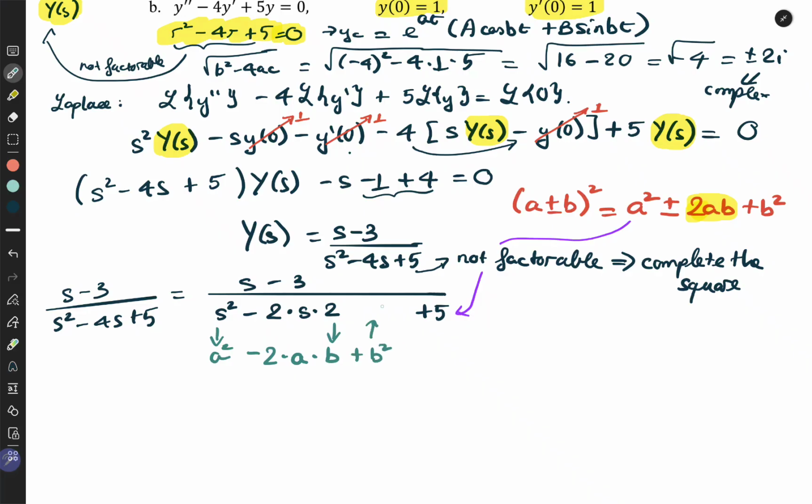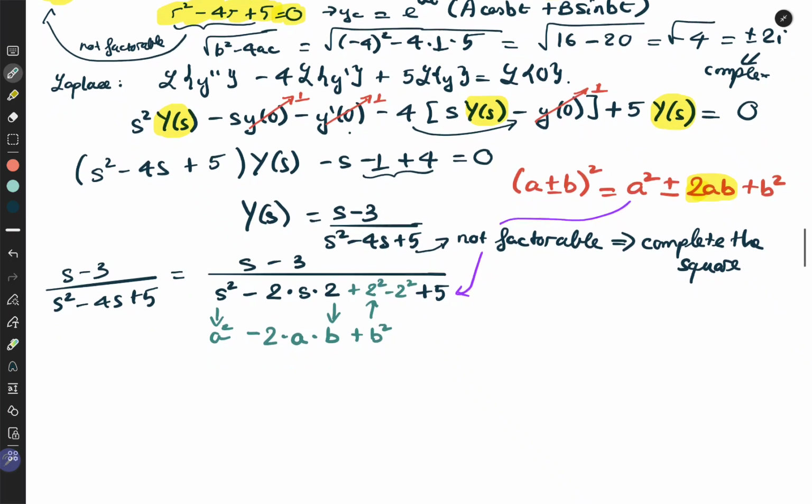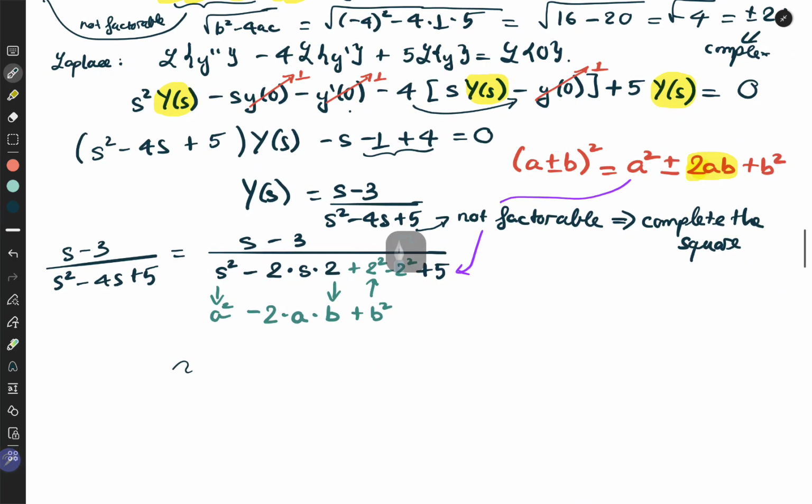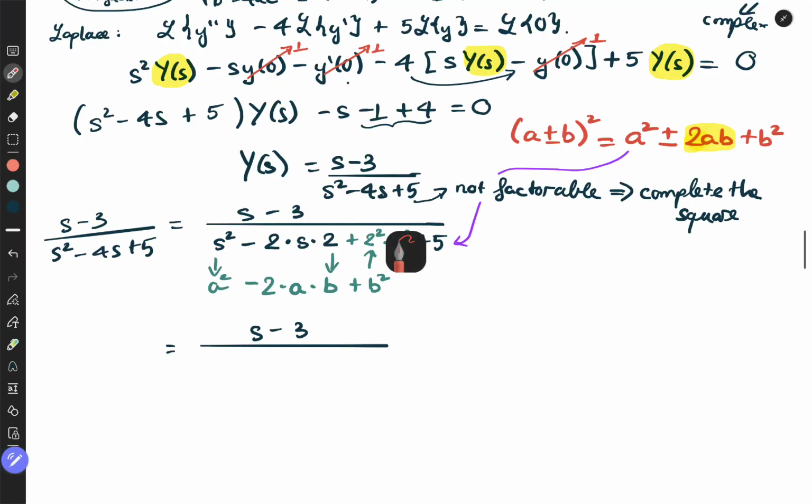Therefore we need 2 squared. Since we add 2 squared, we have to subtract 2 squared. This will give us, for the first three terms, s squared minus 2 times s times 2 plus 2 squared. The first three terms are (s minus 2) squared.